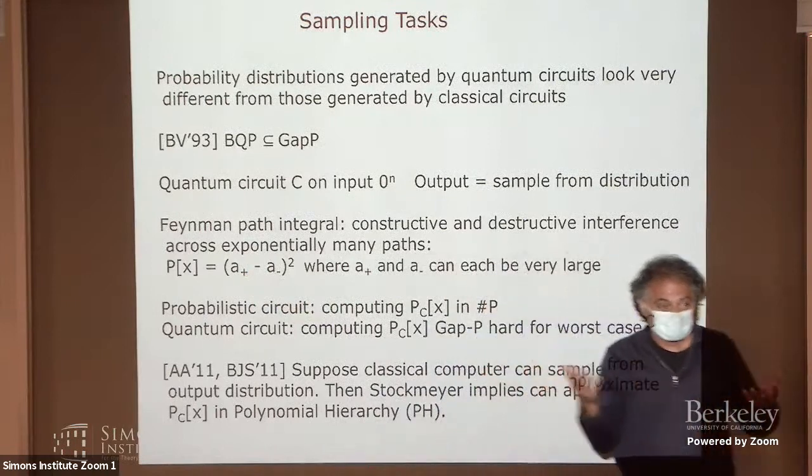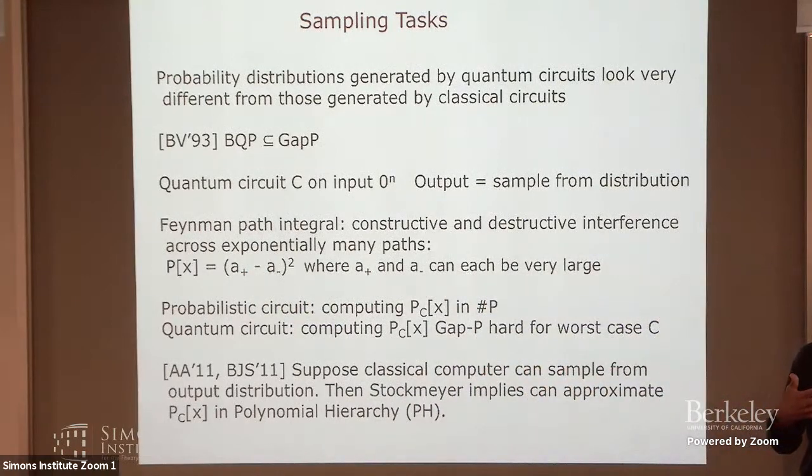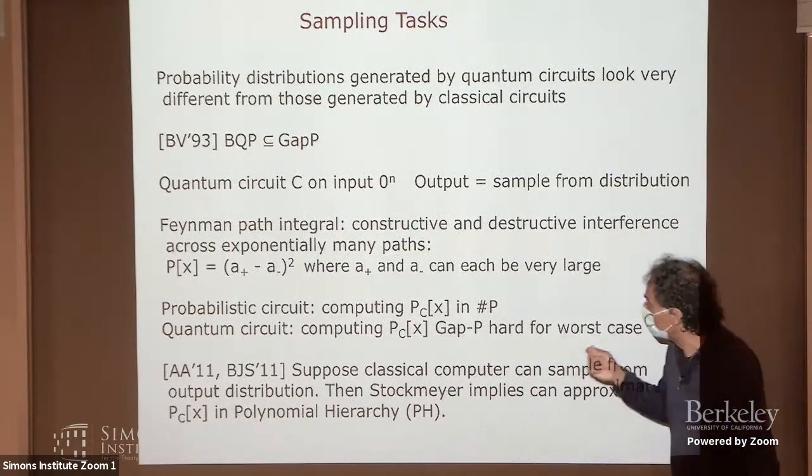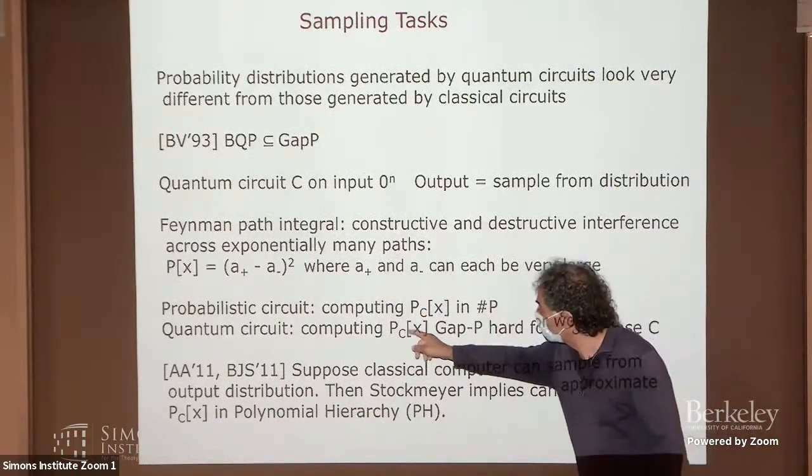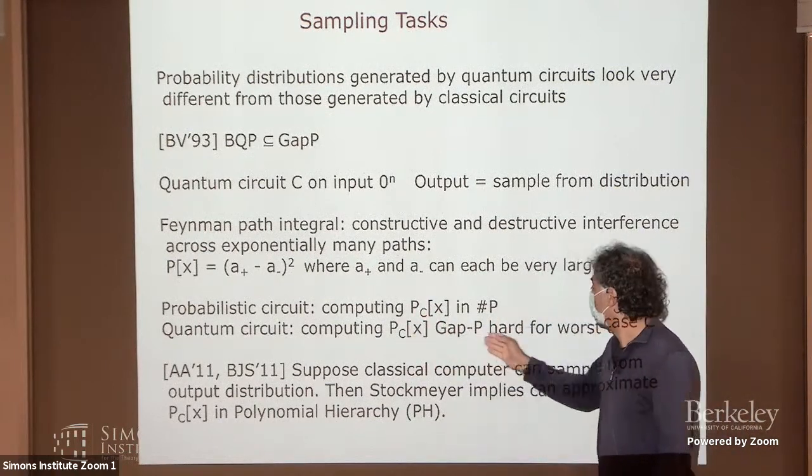Right? So this is where you get the difference of two quantities. And you can write each of these sums down, the positive quantity and the negative quantity. You can just sum them separately and you get two #P functions. Okay, so this is a basic difference. In a probabilistic circuit, computing the probabilities is in #P; for a quantum circuit, computing the probability that you output X is in GapP.